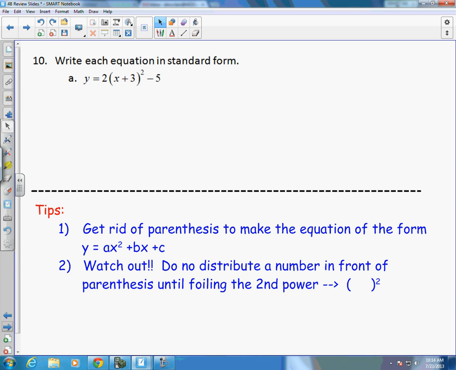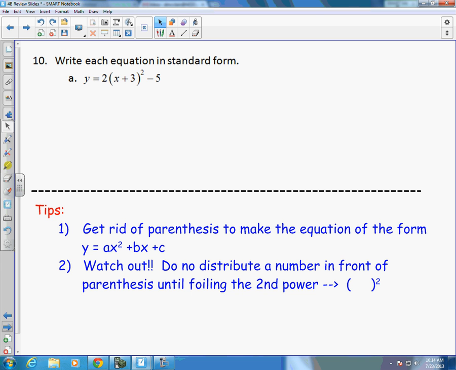All right, number 10. This is write the equation in standard form. So we took an equation that was in standard form and put it in vertex form. So here's vertex form. I want to write it in standard form. The tips I'm giving you are get rid of the parentheses, make the equation Ax squared plus bx plus c. It says watch out though. Do not distribute a number in front of the parentheses until foiling the second power.